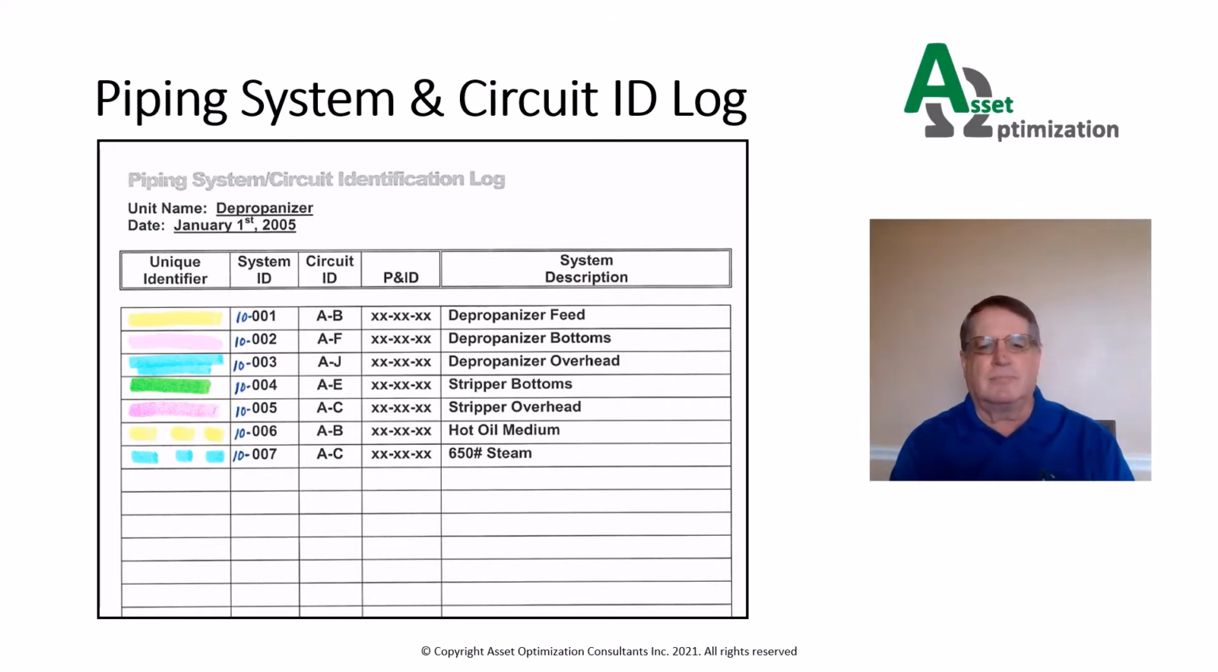This log is for the number 10 depropanizer unit. Each system has a unique identifier, in this case a unique color. The systems are numbered 1 through 7, and the circuits in each system are labeled alphabetically. System 1 contains circuits A and B, System 2 contains circuits A through F, etc. It is beneficial to include the P&ID number on which each piping system begins, and each system requires a system description as shown on this example.